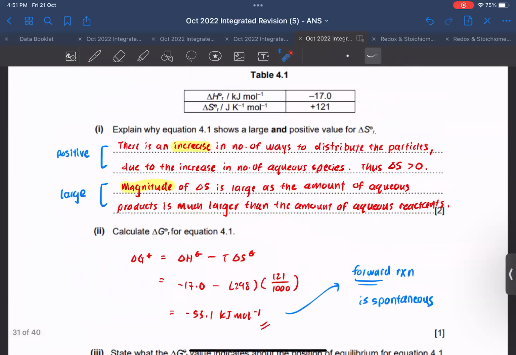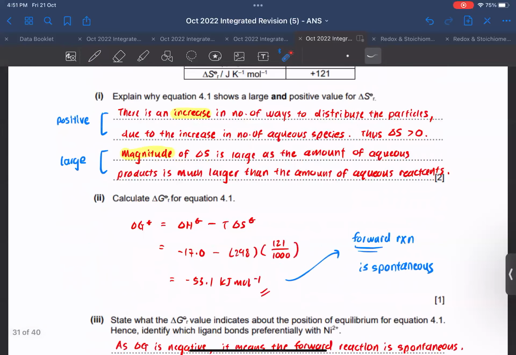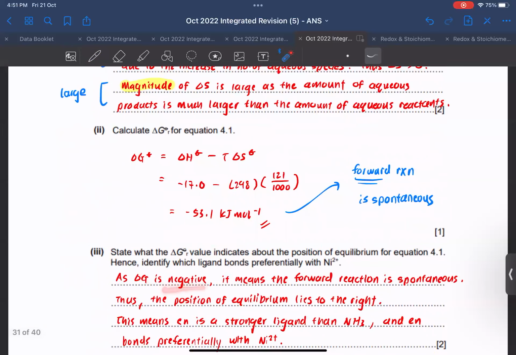So you just have to specify whatever you calculate is always about the forward reaction. And that's why the position of equilibrium lies towards the right-hand side. So that's the first part of our answer over here. Delta G negative means forward reaction is spontaneous, POE lies to the right. What does that tell you about the ligands? If you see which ligand bonds preferentially.